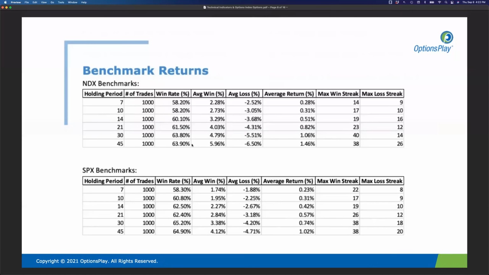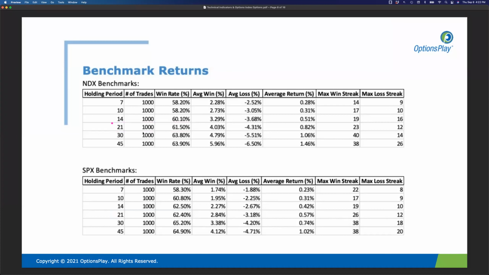And so it's really important for people to understand that depending on your holding period and which index you're trading, you actually have a pretty strong win rate just by randomly selecting dates. So whenever we look at any type of option strategies or technical strategies, we don't want to just win more than 50% of the time. We have to beat the benchmark.